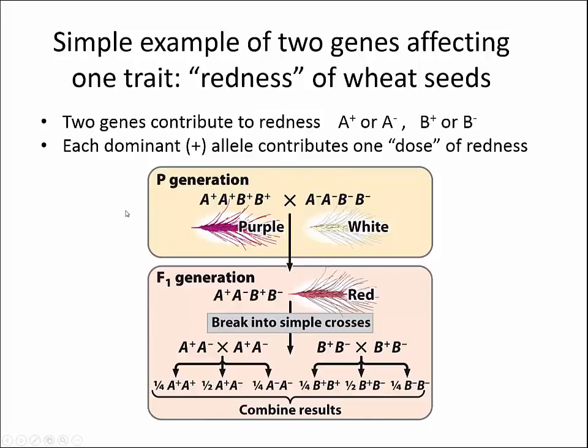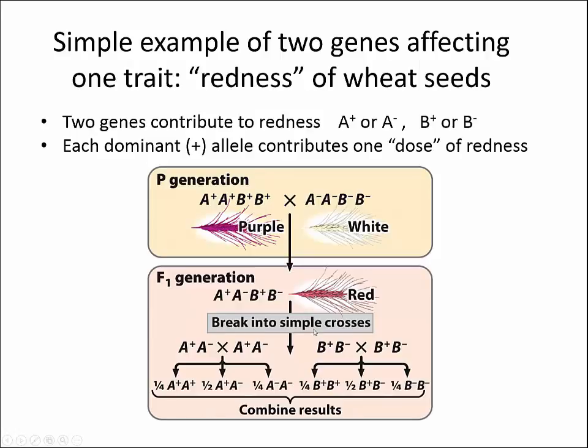Now, just as an example, I'm going to do this cross. If you cross an individual with all recessive alleles to one with all dominant alleles, you will get a dihybrid individual. And so this one is sort of intermediate in seed redness because it's got only 2 doses out of the 4 possible.